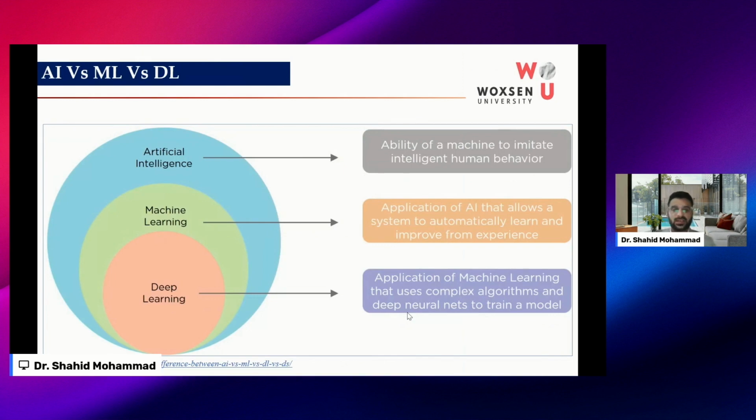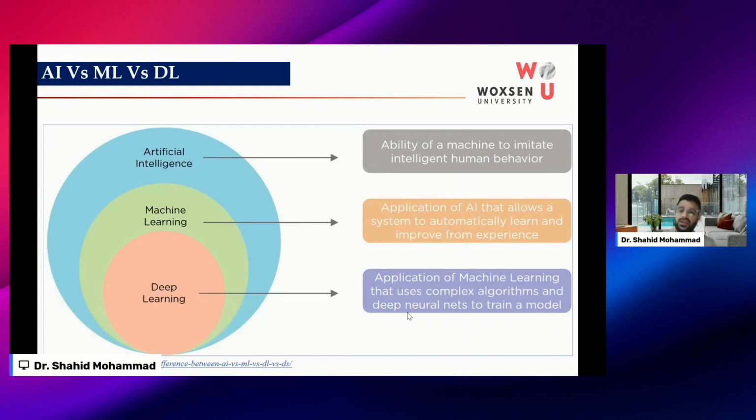So, as far as machine learning is concerned, basically it's a subset of artificial intelligence. So, it's better to discuss a little bit about artificial intelligence, then machine learning, and then deep learning. As far as this Venn diagram is concerned, we can observe easily, artificial intelligence is a superset. Inside artificial intelligence, we have machine learning, and inside machine learning, we have deep learning.